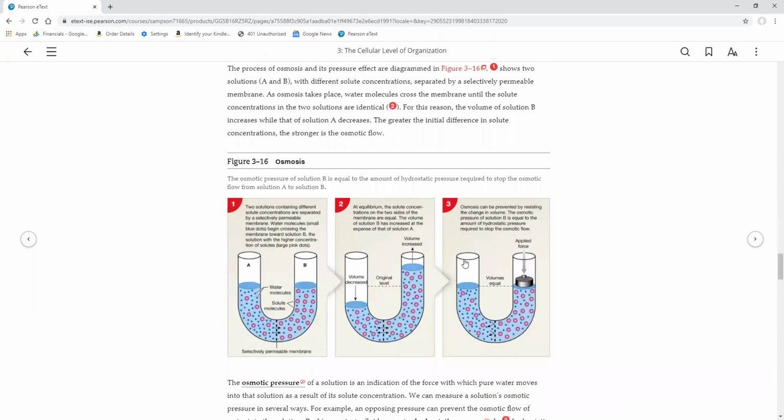Okay, so let's jump over here real quick. Now look here. So you have a U-shaped tube, and it's filled with water and solutes and an SPM. If you don't have an SPM here, this won't work. It'll be a different process called diffusion, not osmosis. If you took this SPM out, these solutes, which are the big purple ones, you can see there's more over here than over here. They would just transfer over until they became an isotonic solution, higher concentration to lower.